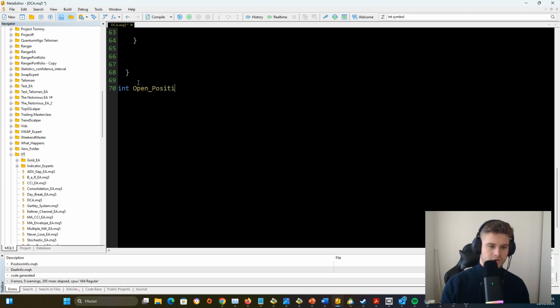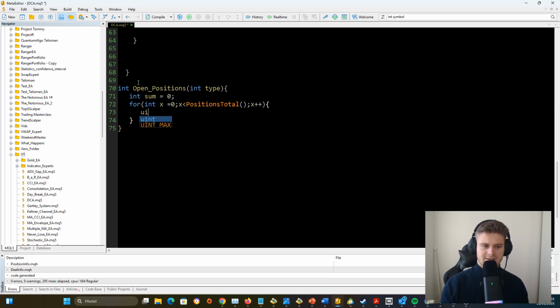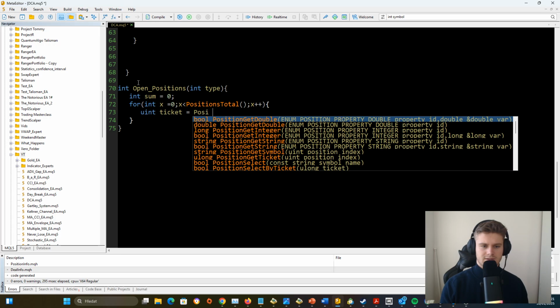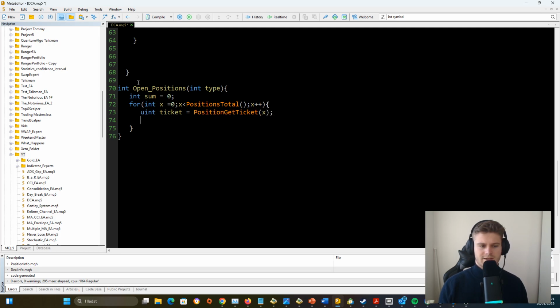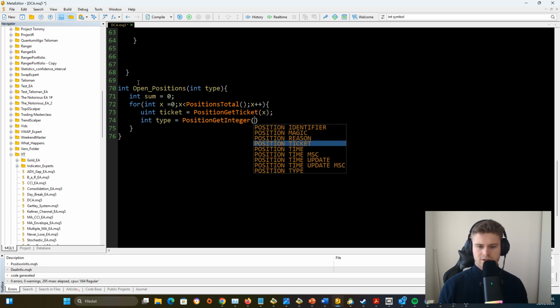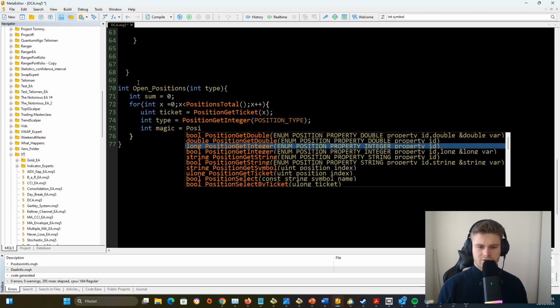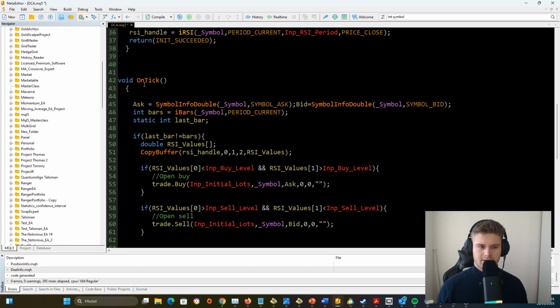So open positions, we'll do integer type, okay, and here we just do sum is equal to 0, and now we just do our for loop. So for integer x equals positions total and x plus plus. Here we select with ticket x and we do type, integer type, and also magic, position integer magic.